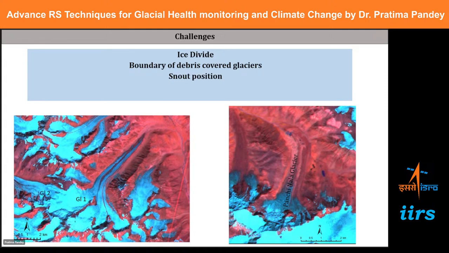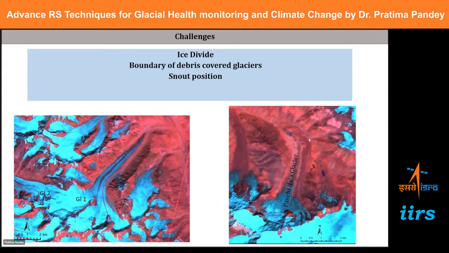Then the other challenge is the boundary of debris covered glacier. These are the debris covered glaciers. So debris is basically the rock or boulder on the surface of the glacier, and they have a similar spectral response as the surrounding rocks. The reddish color is the surrounding rocks, and here also we have a similar spectrum. So it becomes very difficult to delineate the boundary of debris covered glacier.